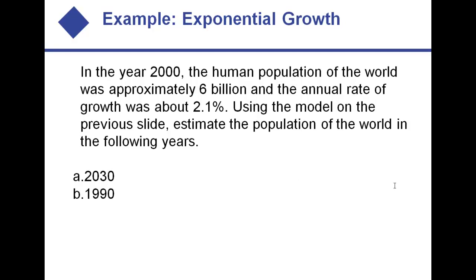How about an example? In the year 2000, the human population on the entire planet was approximately 6 billion, and the annual rate of growth was approximately 2.1%. Using the model from the previous slide, we can estimate the population of the world in the following years, 2030, and then we can even estimate backwards to 1990.